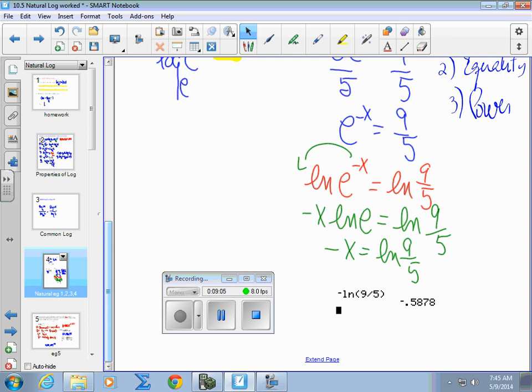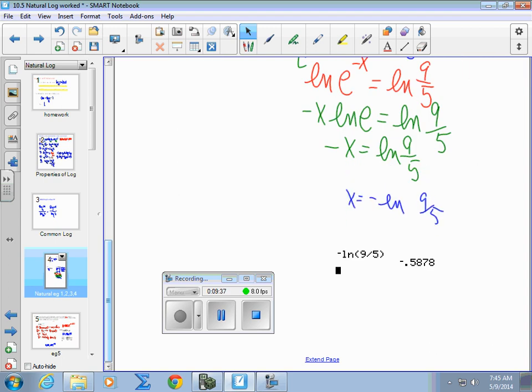ln of e. Remember, that's log base e of e. ln of e is equal to that. That's why it's equal to 1. All right, so if we divide by negative 1, we get x is equal to negative ln of 9/5.